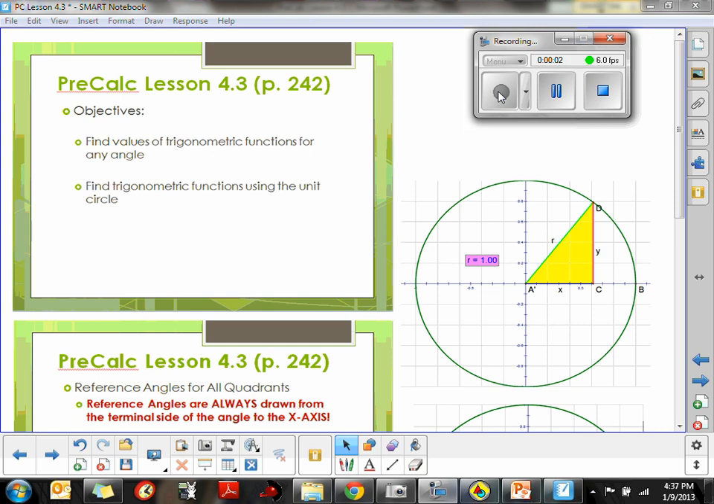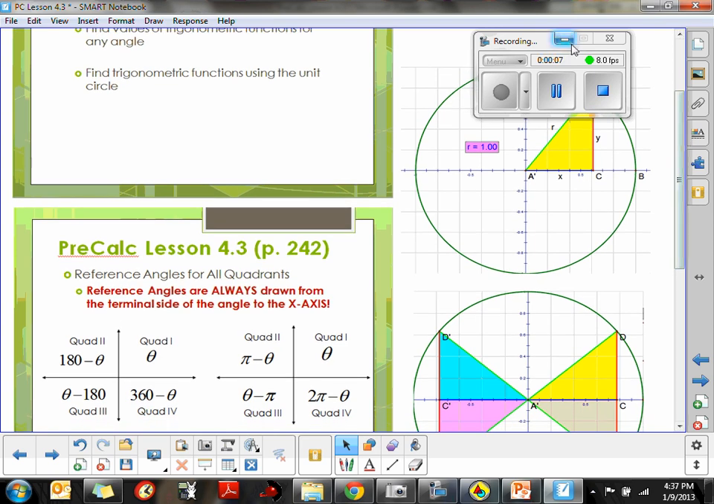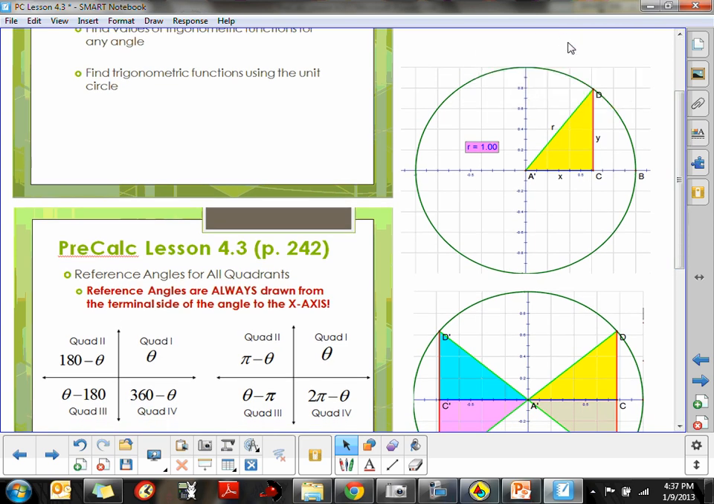In this video, there are two things I want to plug. One is how to draw reference triangles and how to get a reference angle. And the second thing I want to plug is how do you know if your trig functions are positive or negative, as far as signs of positive and negative in each quadrant.